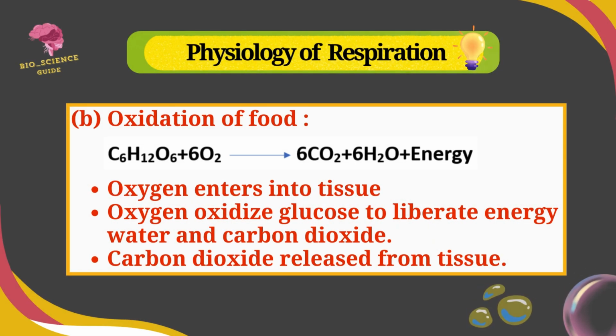In oxidation of food, the free oxygen which enters the tissue takes part in the oxidation of glucose. The oxidation of glucose liberates energy as well as water and carbon dioxide. The energy is found in the form of ATP in the tissue, and carbon dioxide is expelled from the tissue.